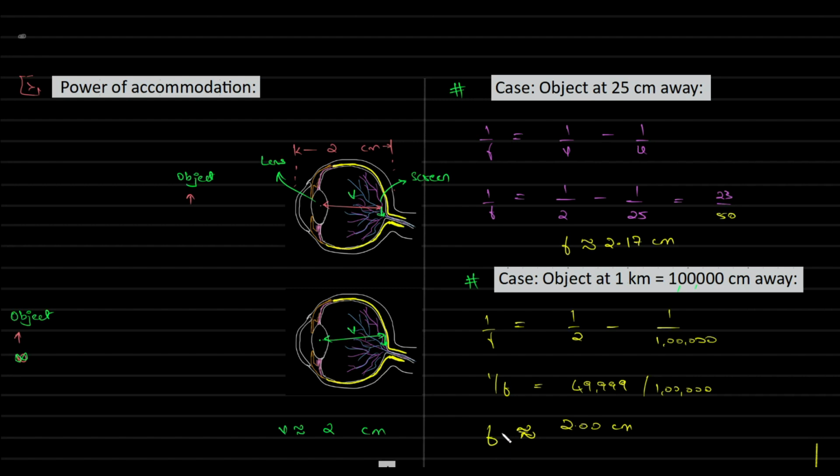So the point which I'm trying to make here is the focal length is changing. In this case, the focal length was 2.17 centimeter, and in this case it is 2 centimeter. It might not seem like a huge difference, but the point here is it is changing, it's not fixed. So how is this possible?